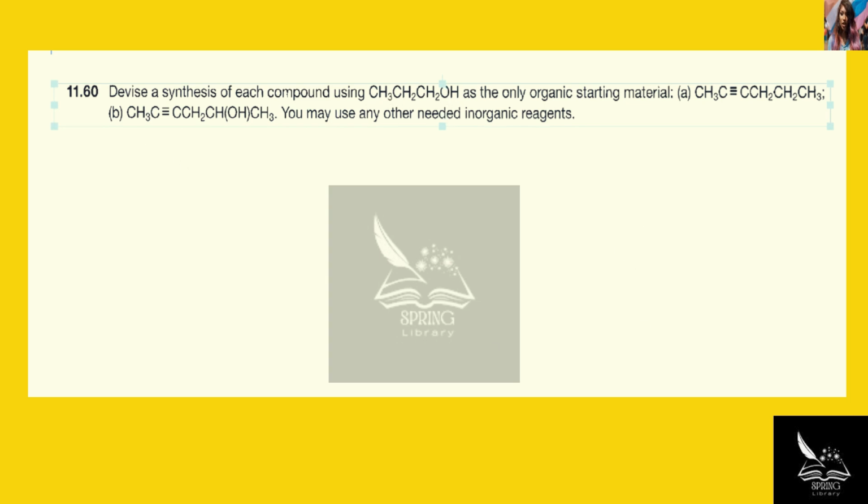So what we have is, we need to start with this alcohol starting material, and we need to somehow convert this to an alkyne with addition of carbon. So in our product A, we have 1, 2, 3, 4, 5, 6 carbons. And we need to retrosynthesize this from the starting material.